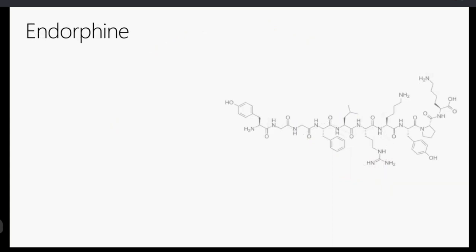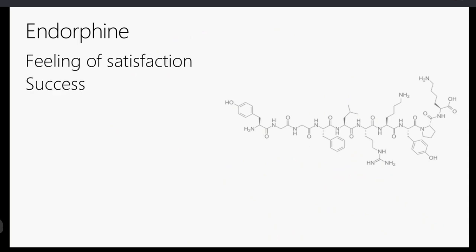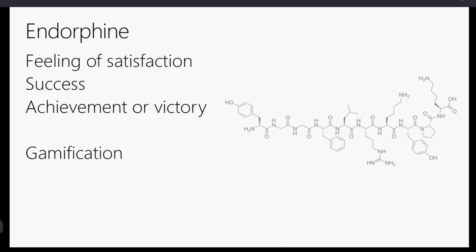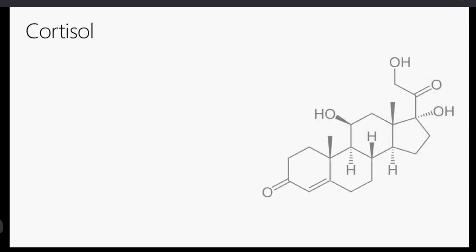The last happy chemical is endorphins. This will give our users a feeling of satisfaction. They will feel successful and get a feeling of achievement or even victory. And how do we achieve that? Well, you all probably already guessed it. Yes, gamification and positive reinforcement. But there is a bad guy in all of this as well. Cortisol. Cortisol is our stress hormone. It easily gives our users a sense of feeling overwhelmed.